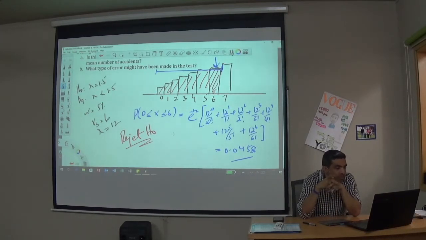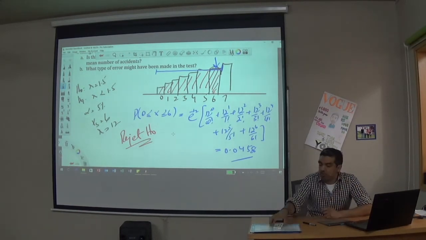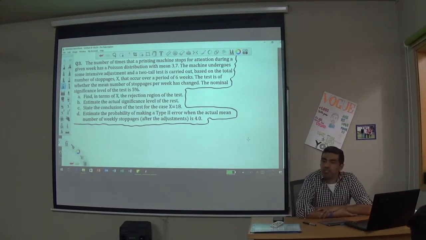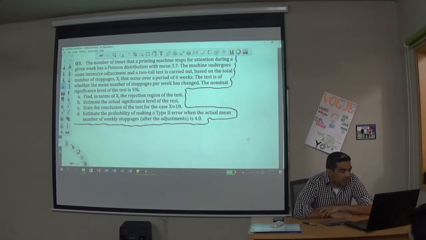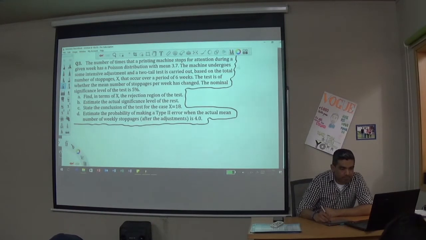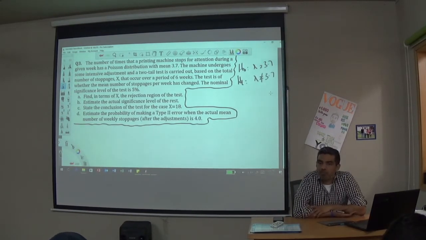The number of times that the printing machine stops for attention during a given week has a Poisson distribution with mean 3.7. The machine undergoes some intensive adjustment and a two-tail test is carried out based on the total number of stoppages X that occur over the 6 weeks. The test is on whether the mean number of stoppages per week has changed. So clearly, H naught is lambda equals 3.7 and H1 is that the lambda has changed, so it's not equal to 3.7. It's a two-tailed test.